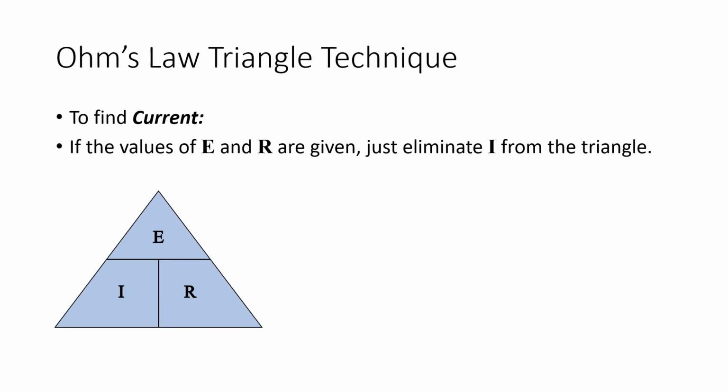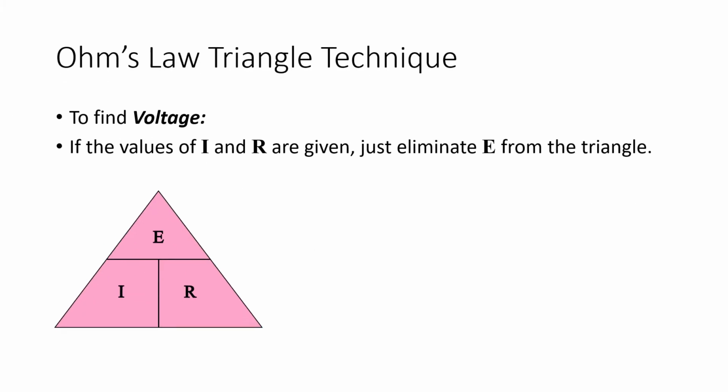On the other hand, if E and R values are given and you wish to determine I, eliminate I and see what's left. So, eliminate I. What's left is E over R, or voltage divided by resistance.